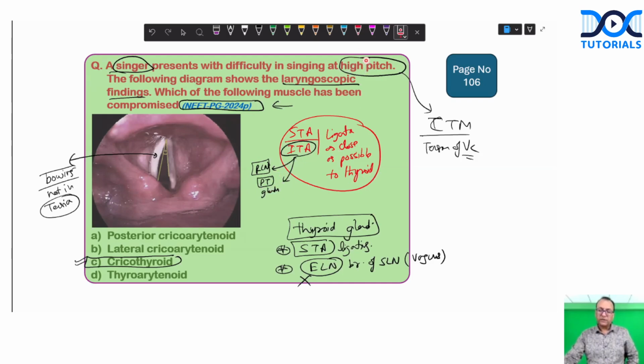Here, the surgeon made a mistake, maybe, in that he damaged the external laryngeal nerve, a branch of the superior laryngeal nerve, which supplies the cricothyroid muscle. That is, the cricothyroid is not working, and high pitch voice is compromised. Choice number C is the answer here.